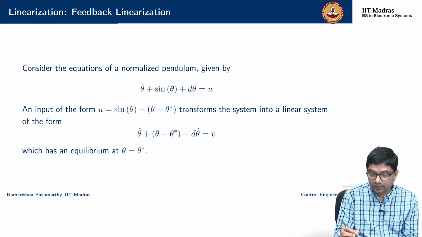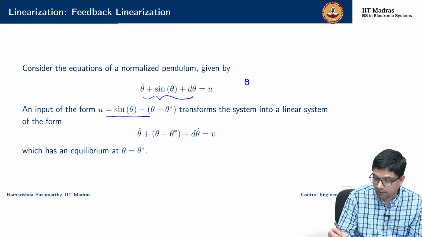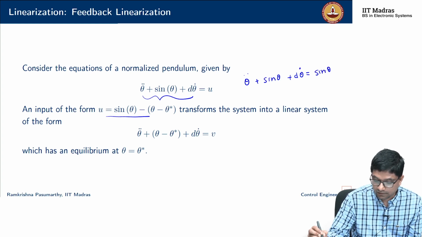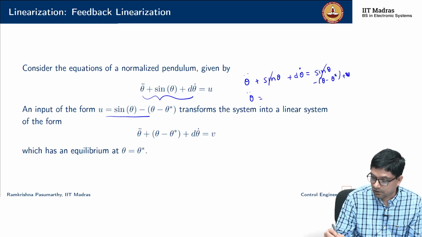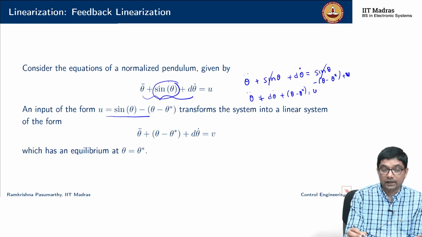Okay, now start with this system and take an input of this form. So I have theta double dot plus sin theta plus d theta dot is u, which is sin theta minus theta star. This goes away, all I am left with, okay, maybe some other input, I can have some auxiliary input. So what I have is theta double dot plus d theta dot plus theta minus theta star is some v. Okay, so what have I done now is, this is the nonlinearity.